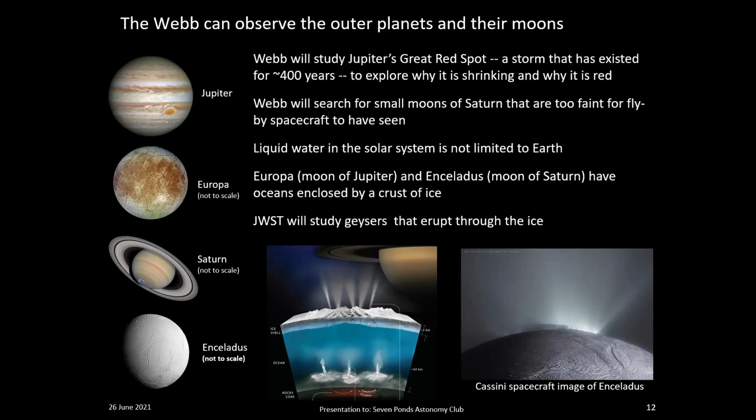And this is of great interest because it's very possible that life could exist in those oceans. We know from studies of the mid-Atlantic ridge at the bottom of the Atlantic Ocean that life can exist there without sunlight, on chemical energy. And it's possible that life exists in these oceans. And so JWST will study these geysers to learn more about their chemistry and what they contain. This is an actual Cassini spacecraft image of water geysers erupting on Enceladus.